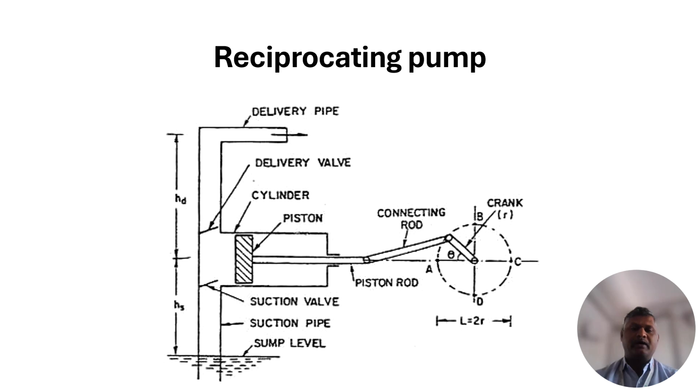During the movement from forward to backward, the suction takes place. From the suction pipe, the water is drawn from the water table, and when it moves from backward to forward, this sucked fluid is delivered into the delivery pipe and finally discharged. This is done by reciprocal action. This is called a reciprocating pump.